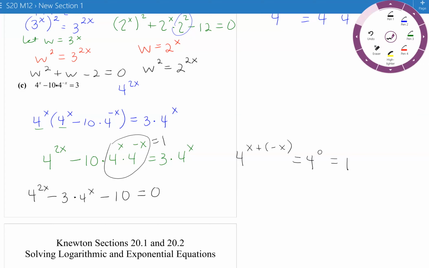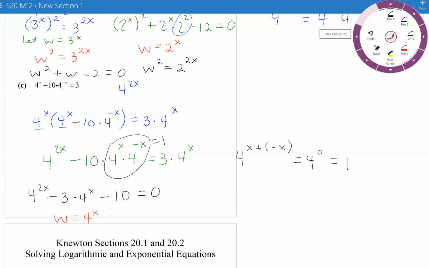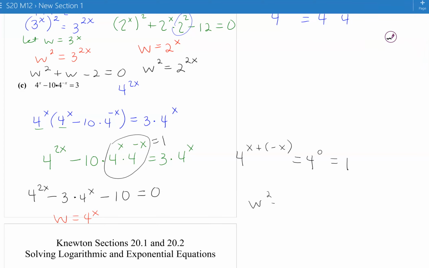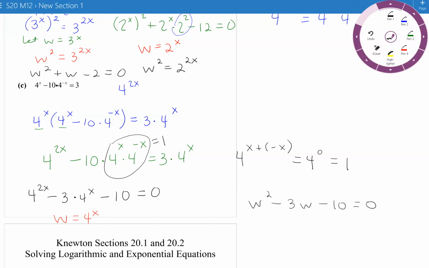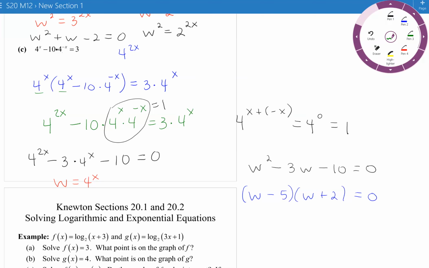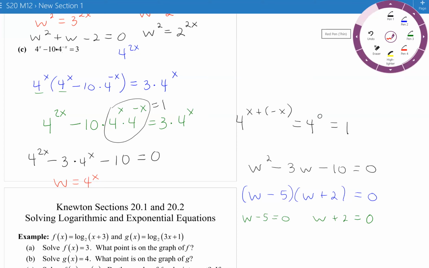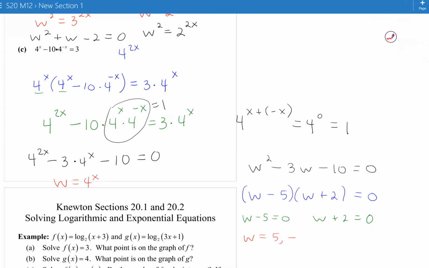And then our substitution could be w equals 4 to the x. So then I'm going to have w squared minus 3w minus 10 equals 0. Factor to w minus 5, w plus 2. Use my zero product property, and w minus 5 is 0, or w plus 2 is 0. So that's going to give me two possibilities. W is 5 or negative 2.